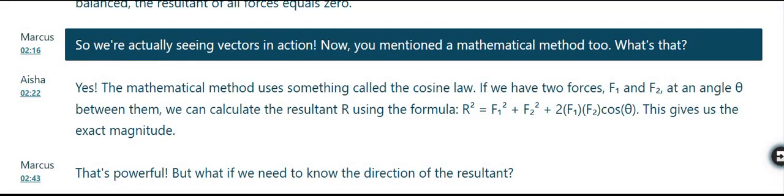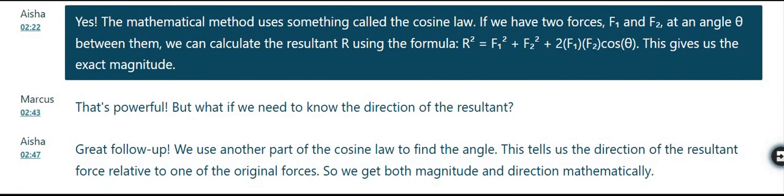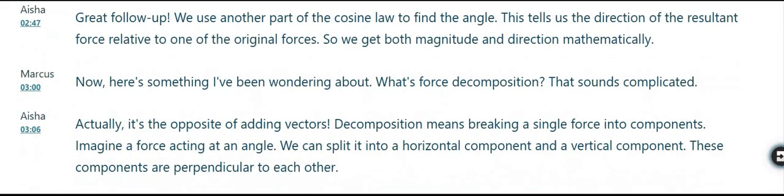Now you mentioned a mathematical method too. What's that? Yes, the mathematical method uses something called the cosine law. If we have 2 forces F1 and F2 at an angle theta between them, we can calculate the resultant R using the formula R squared equals F1 squared plus F2 squared plus 2 F1 F2 cosine theta. This gives us the exact magnitude.